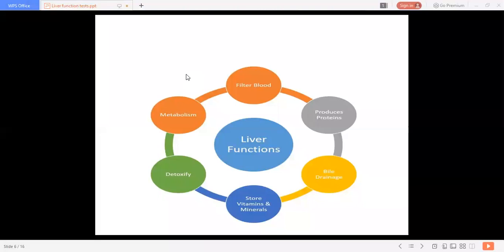So the most important proteins that are synthesized by liver are, yes, could you tell me what are the proteins synthesized by liver? Name of the protein synthesized by liver. Yes, anyone?